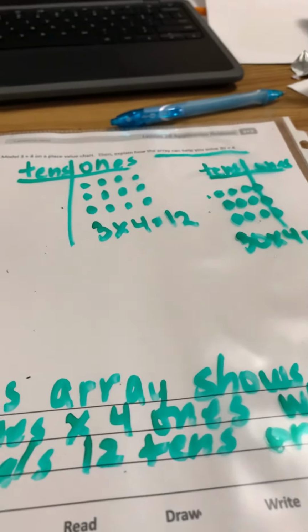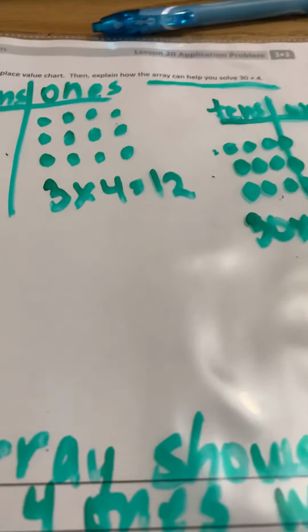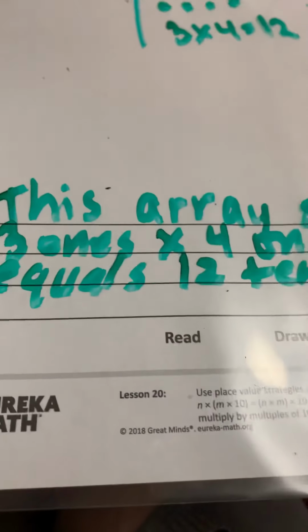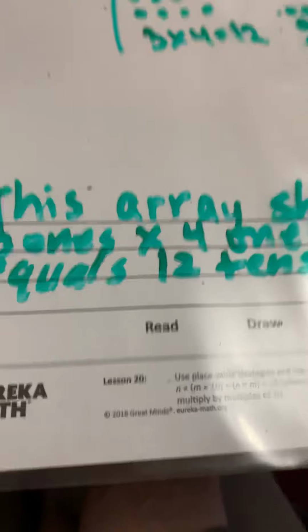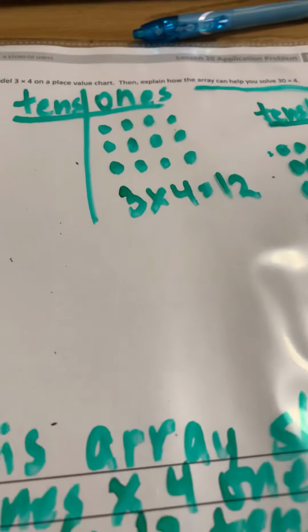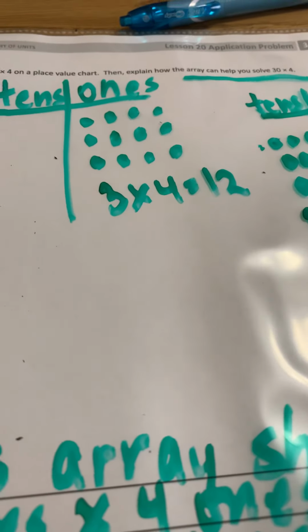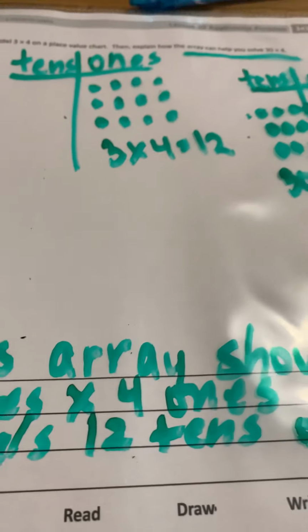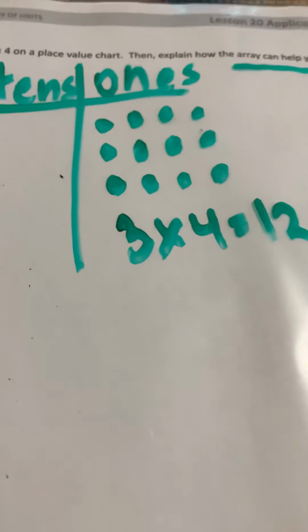Good morning, third graders. So we're going to do our application problem for lesson 20, which you will find on page 119. So I just wrote some stuff down to show you really quick. It says model 3 times 4 on a place value chart, then explain how the array can help you solve 30 times 4. So I made a place value chart and I labeled it tens and ones. So I just drew the array right inside of the chart.